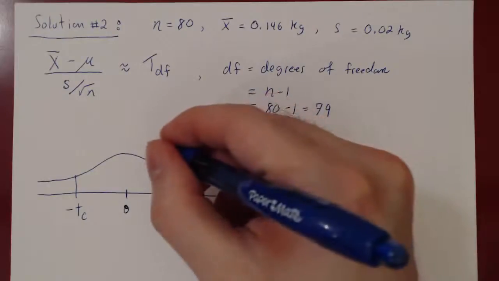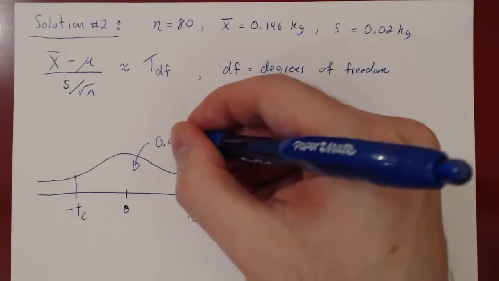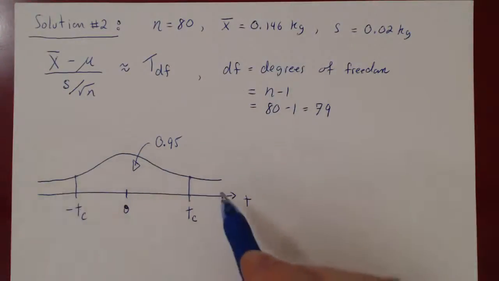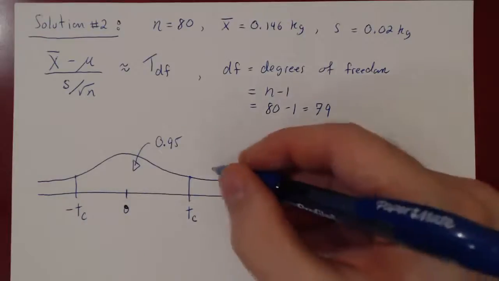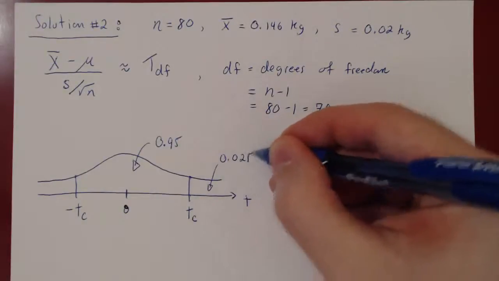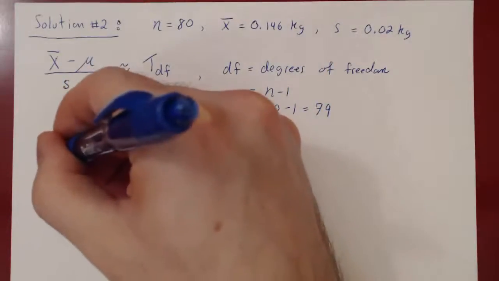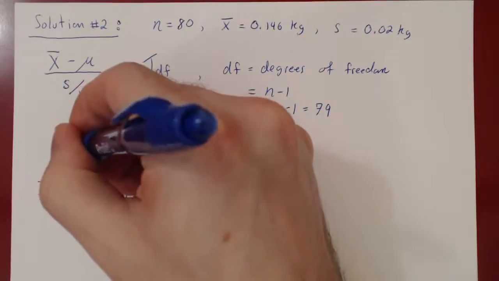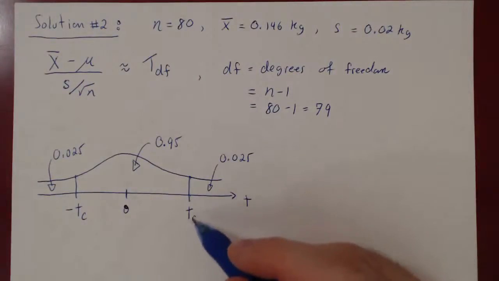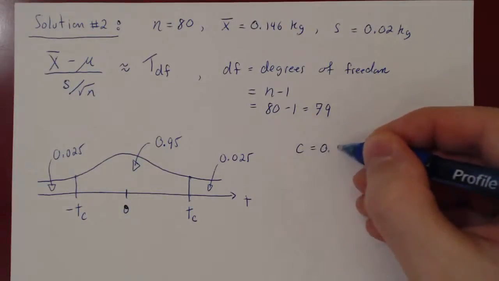And again, we want a 95% confidence interval. So the area between negative tc and tc is 0.95. This leaves 5% for the two tail ends. By symmetry, this leaves 2.5% for the right and the left tail. And the question is now, well, how do we find the critical t-score? Right, our confidence level, remember, was 95%.